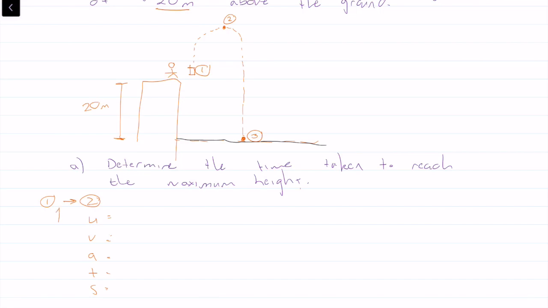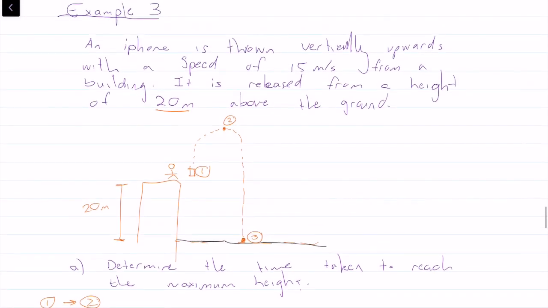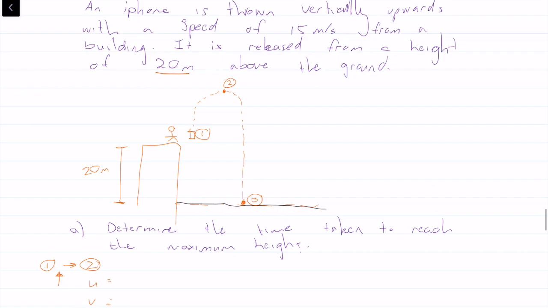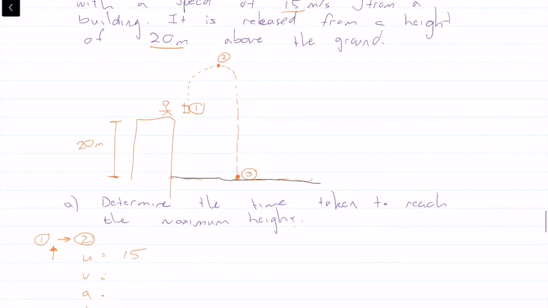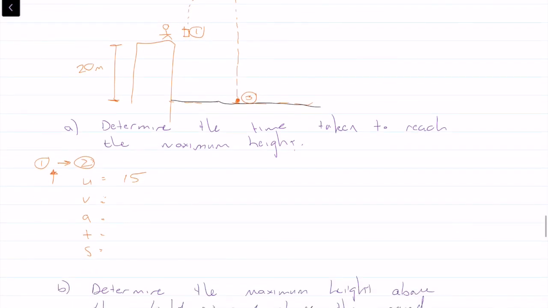Then I'm going to say that I am picking upwards as positive because the phone is traveling upwards first, and we know the initial velocity is, from the question, 15 meters per second. The final velocity at the top, V2, is equal to 0 because that is the maximum height. The acceleration is minus 9,8 meters per second squared, and so our time is unknown and our displacement is unknown, and we're worrying about the time.